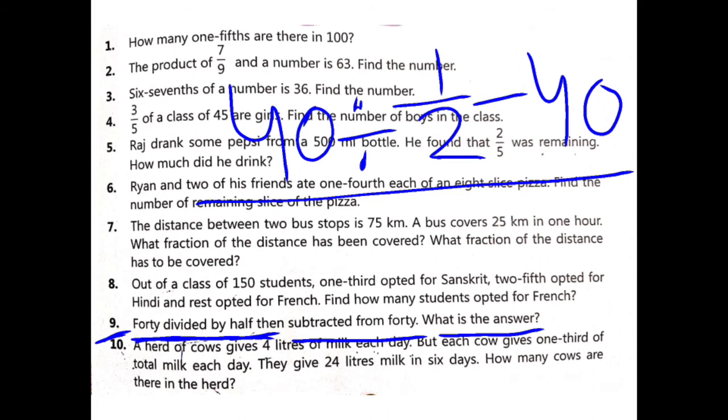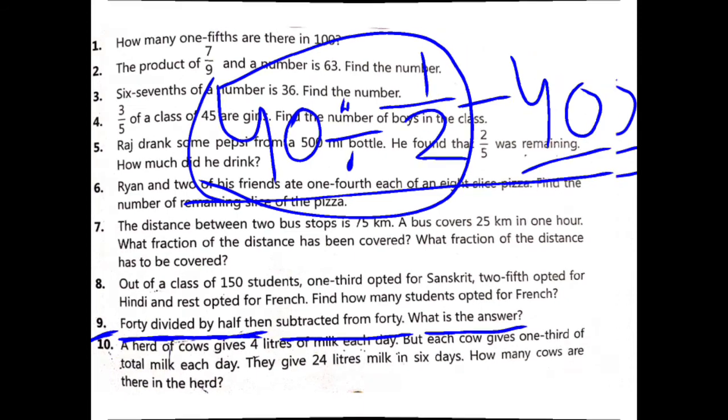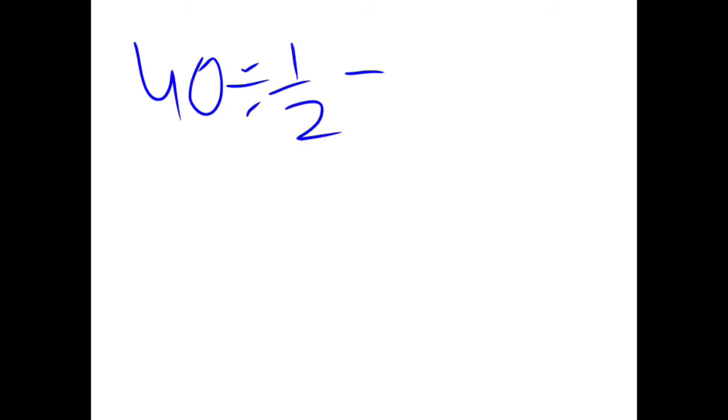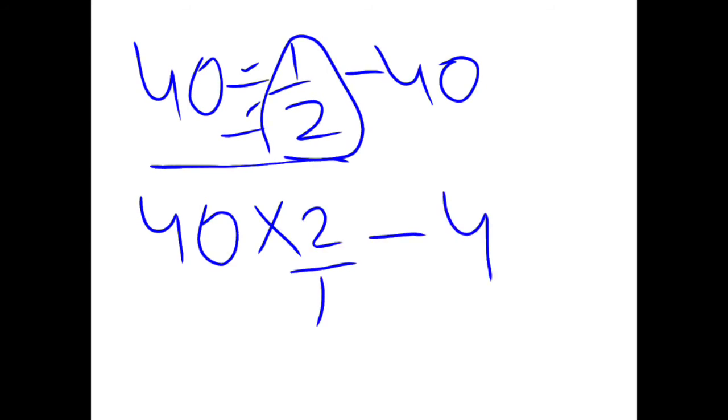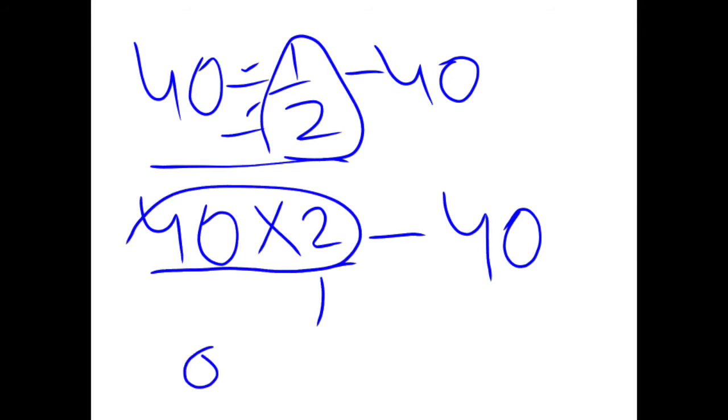So here we apply the division rule, and then we will subtract this value. What does it become? 40 divided by 1 upon 2 minus 40. We change this division into multiplication, and the reciprocal of 1 upon 2 becomes 2 upon 1, minus 40. So what do we get here? 40 multiplied by 2 becomes 80, and minus 40 gives you again 40 as the answer.